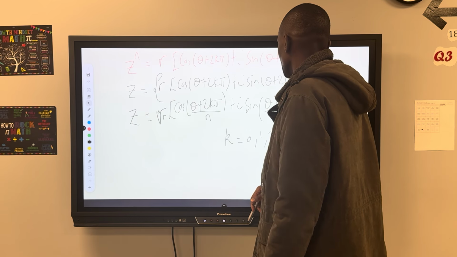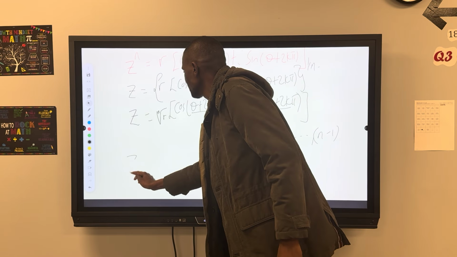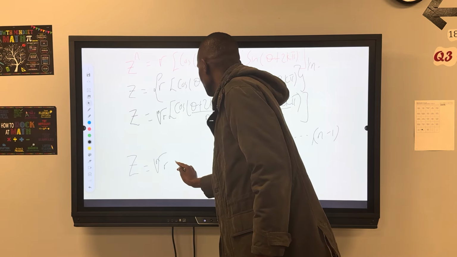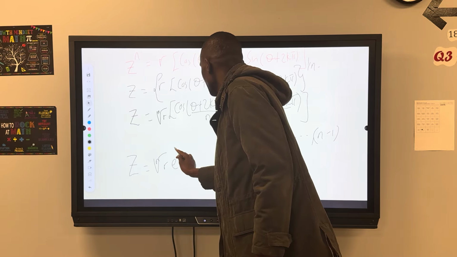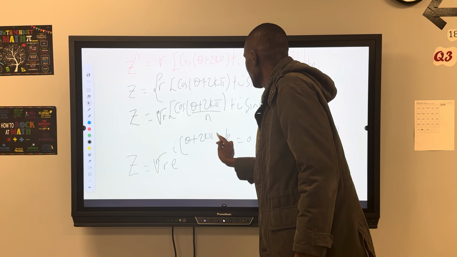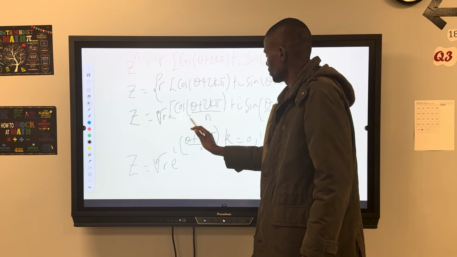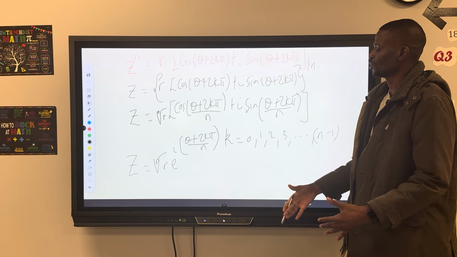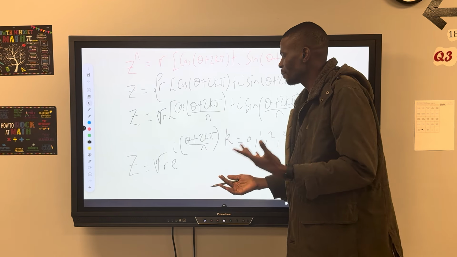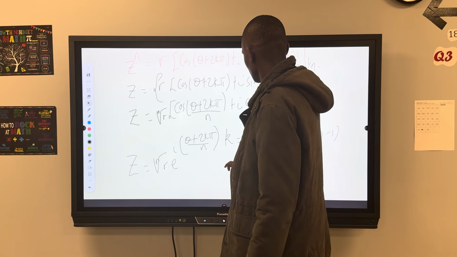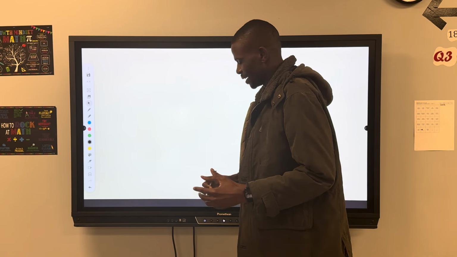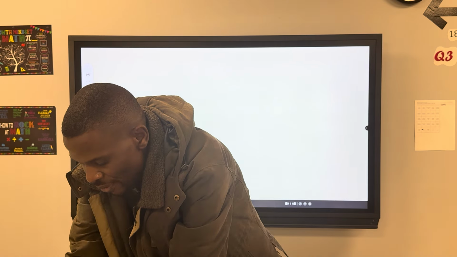And now you can write this in exponential form and say it's just nth root of r, then e to the i, times (theta plus 2k pi) over n. So you can still generate the same solution using either of those forms. Okay, so that being said, now let's go straight to our question.